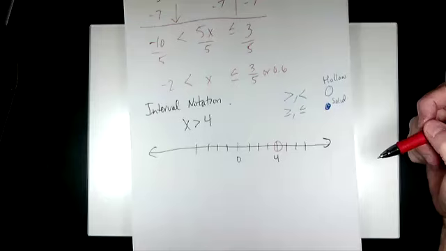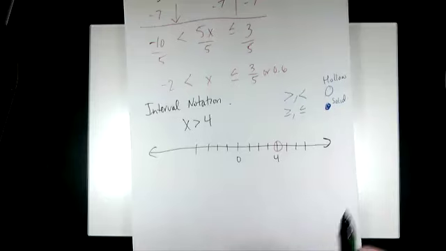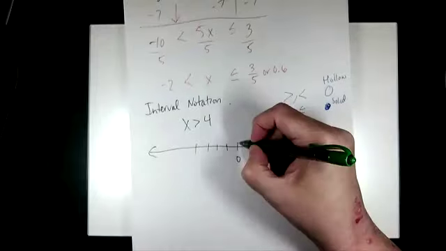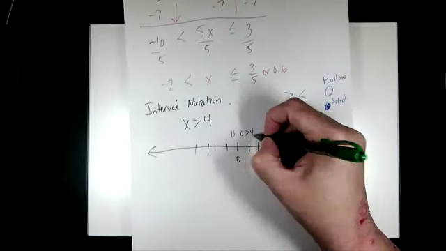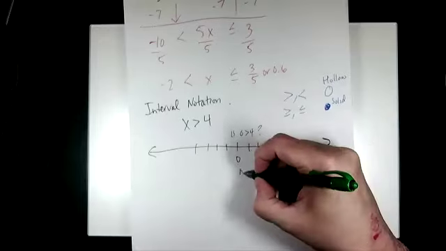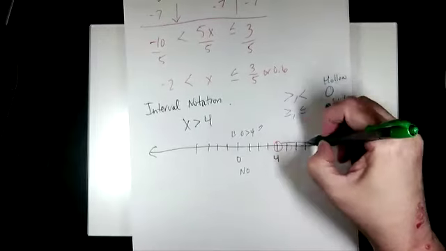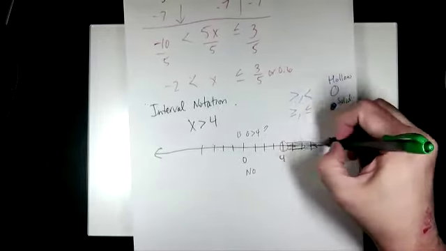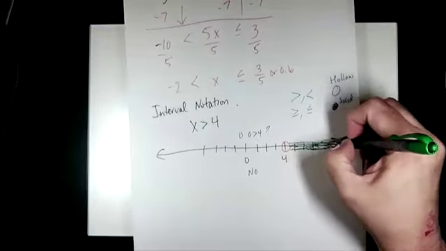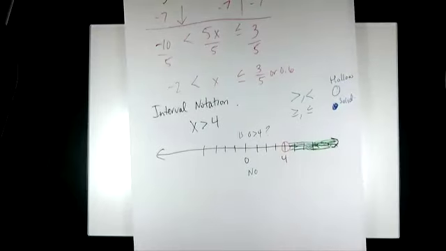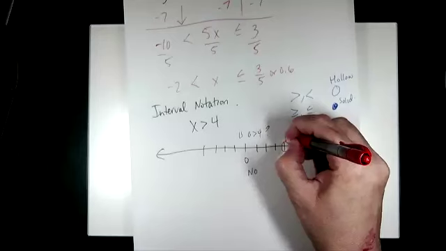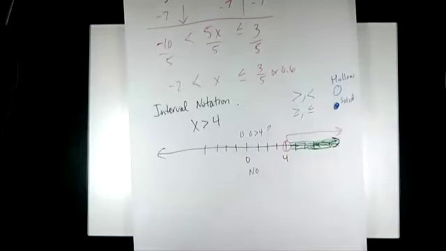If you don't know, always pick a test number to test it. 0 is an easy number to plug in. Is 0 greater than 4? No. So we want to shade the other direction. If you don't like shading the line, which can be irritating when you're doing it, another way of doing it is making a little arrow up above it and pointing to the right.